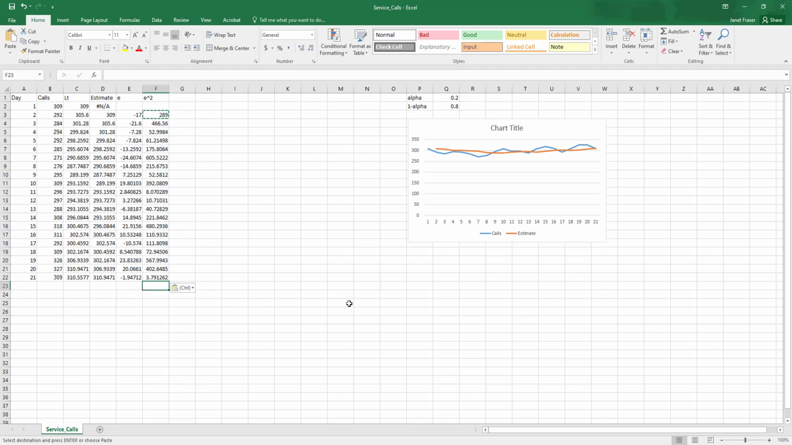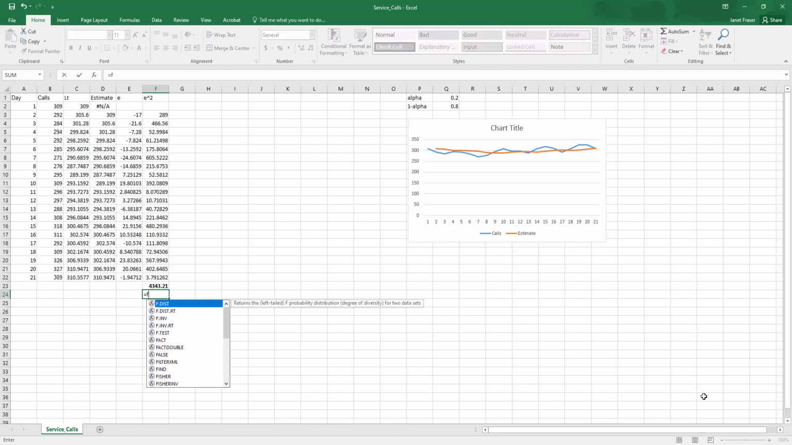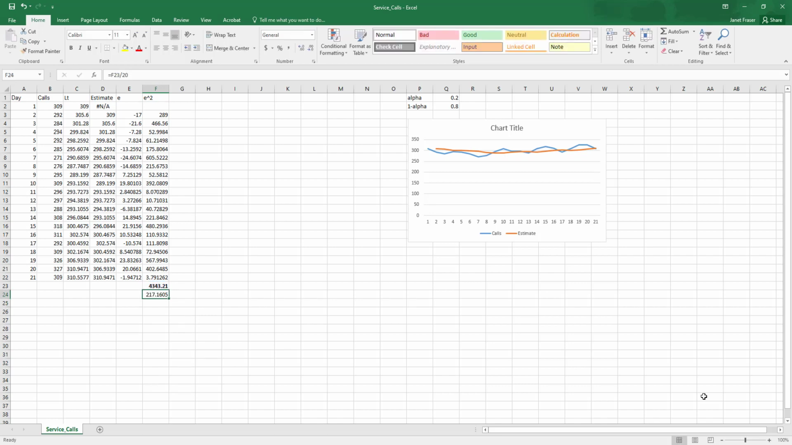So then we'll sum our squared errors here. And then we can divide that value by our number of observations, which in this case is 20. So there is our MSE.